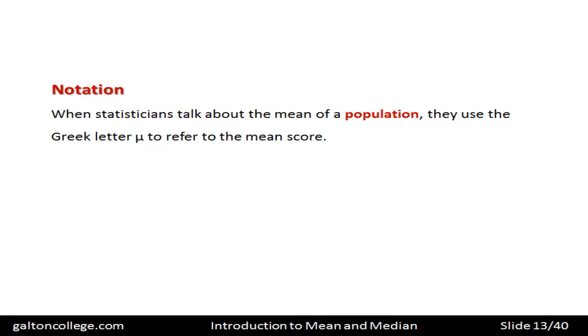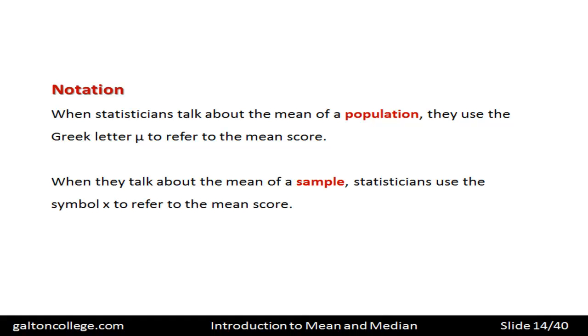Now, the notation. When statisticians talk about the mean of a population, they use the Greek letter mu to refer to the mean score. So when we're talking about population, we talk about mu. When we talk about the mean of a sample, statisticians use the symbol x bar, small x, to refer to the mean score.